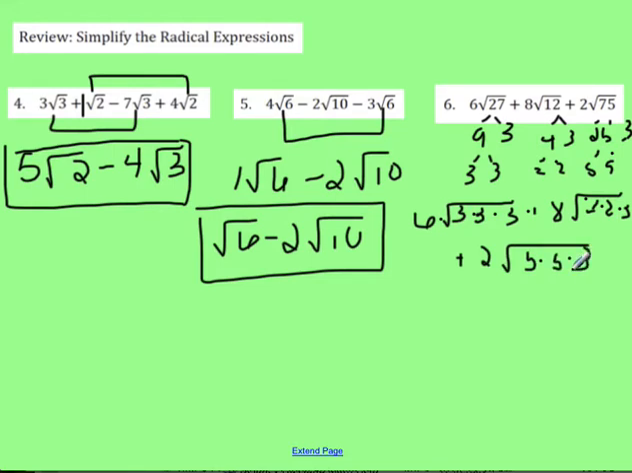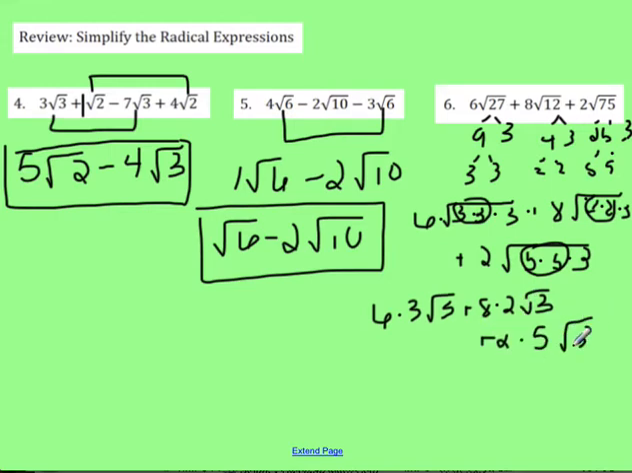So let's go ahead and take a look at taking out some of those pairs. So we can take out a pair of 3s. So then I get 6, then I take out a pair of 3s, and then left underneath the radical I have 3. Next I have 8, and I'm going to take out a pair of 2s, so that's times 2. Left underneath is 3. Out of the next one I can take out a pair of 5s, so then I'm going to have 2 times 5, and left underneath the radical is 3.